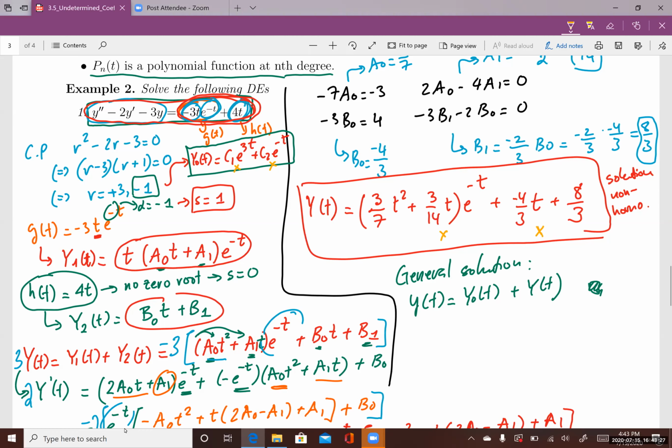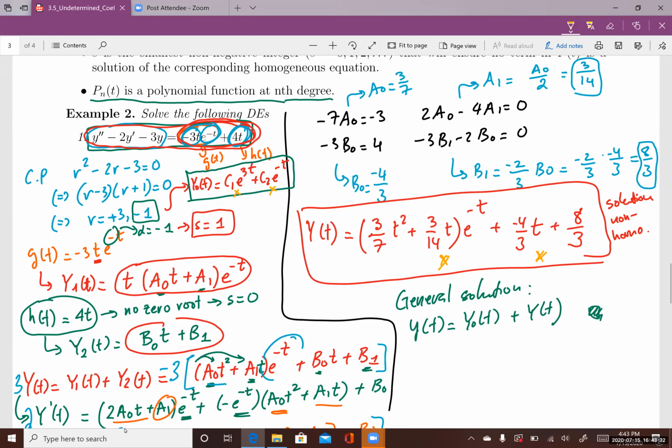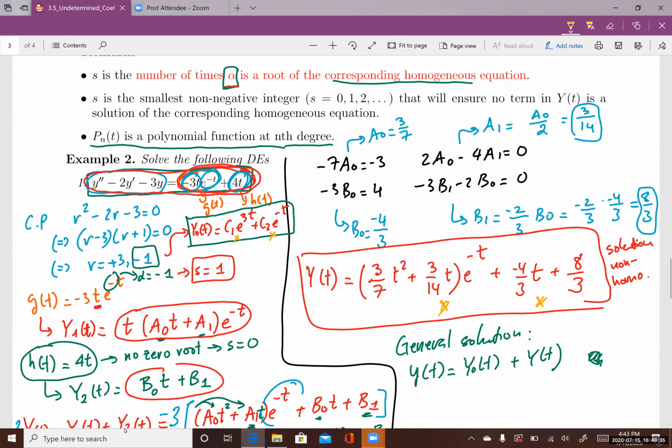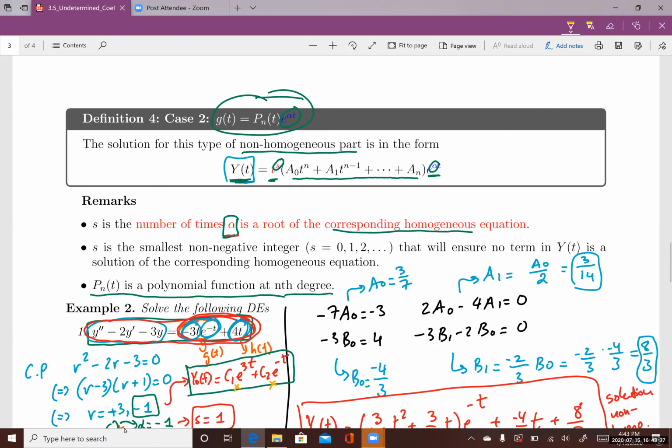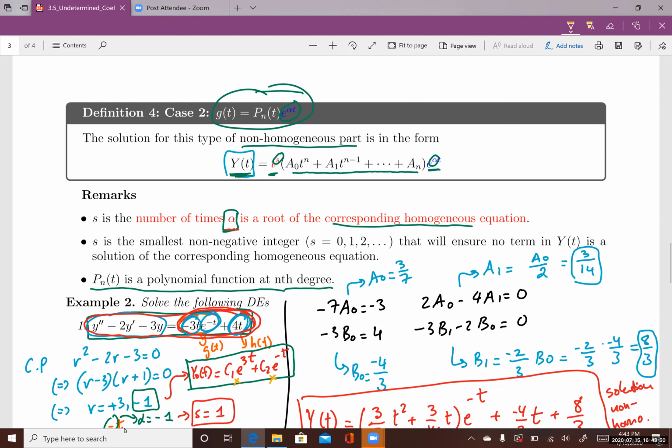So here we go. Another case of the non-homogeneous parts, like different functions for the non-homogeneous parts, in which you can use the method of undetermined coefficients to solve this second order differential equation. Again, the second case is when the non-homogeneous part is in this form. This is a form of a product of a polynomial function and an exponential function.